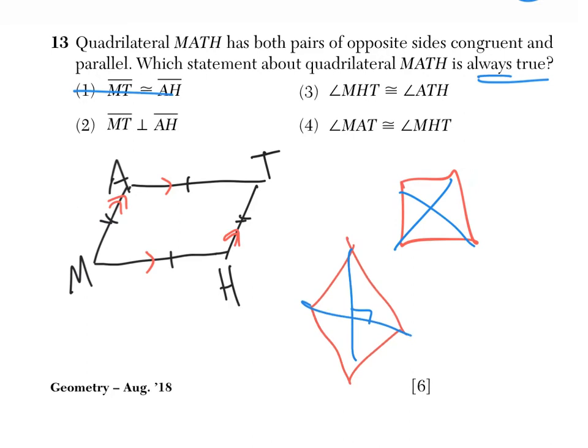Let's take a look at option number 3, and it says that angle MHT and angle ETH, this angle and this angle, are congruent. No, if we're just eyeballing it, we can see right now, no, that's not true. These are adjacent angles, no. But when we look at option number 4, it says angle MET is congruent to angle MHT. You know what, ladies and gentlemen, these are opposite angles, and opposite angles are always congruent. So the correct answer is option 4.